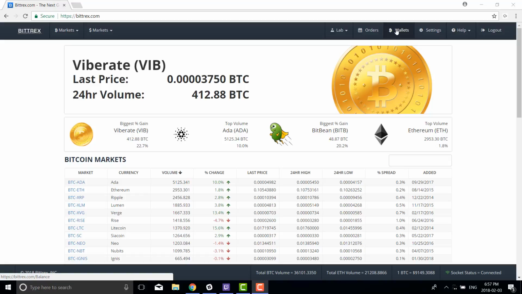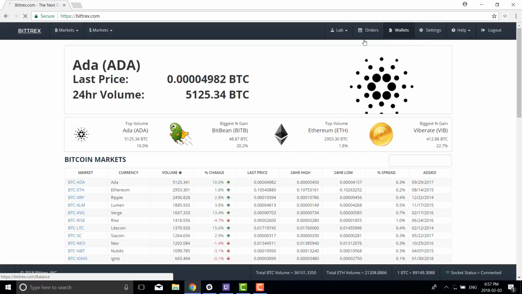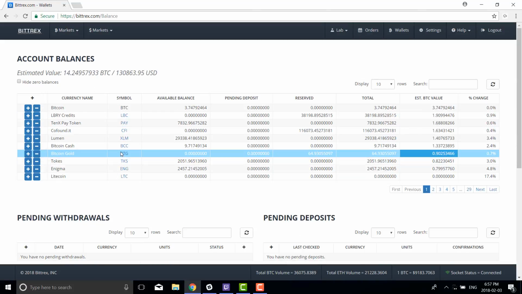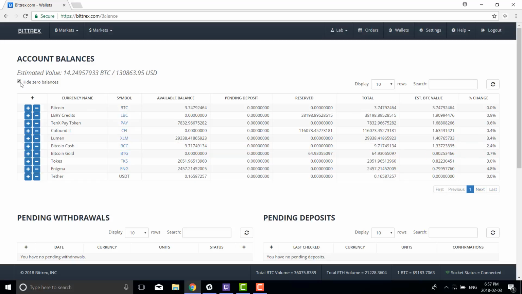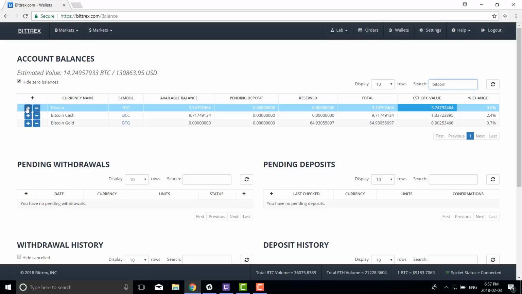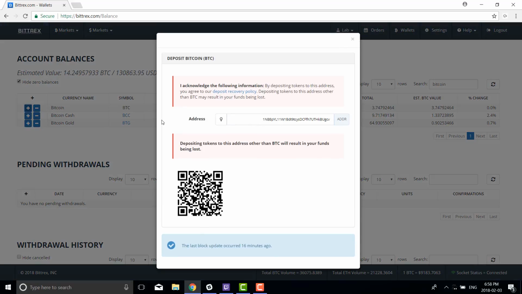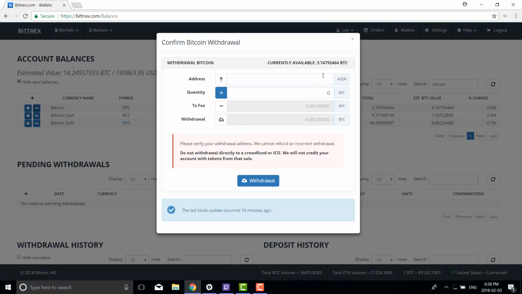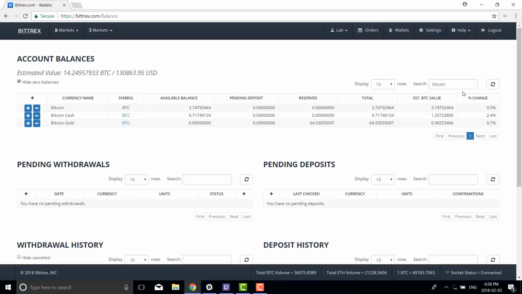So let's go to wallets. This is how you fund your account. So click on wallets. Most likely you'll see all the coins here, all the coins that you own. Hide zero balances, that's what I usually do. So if you wanted to transfer and load your account up with some Bitcoin, I type in Bitcoin and I'll click the plus button. It'll give me the address, and then this is how I deposit crypto in. I can withdraw out of my account just the same way by clicking the minus button.